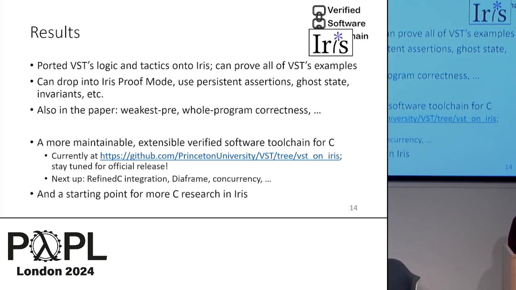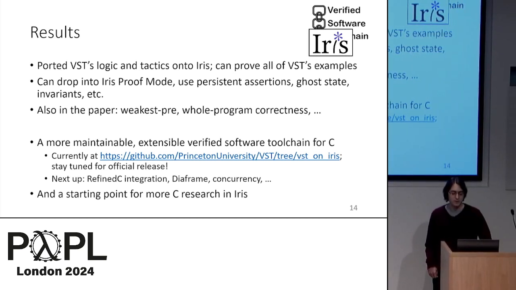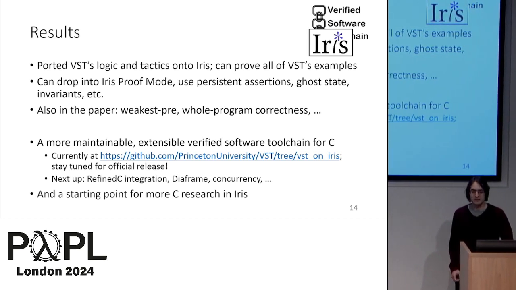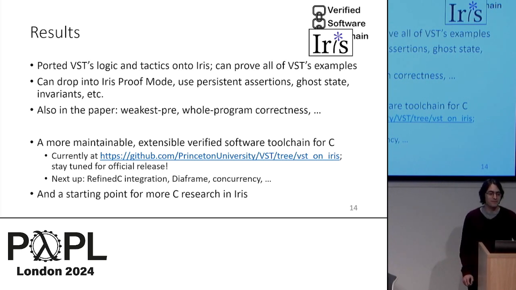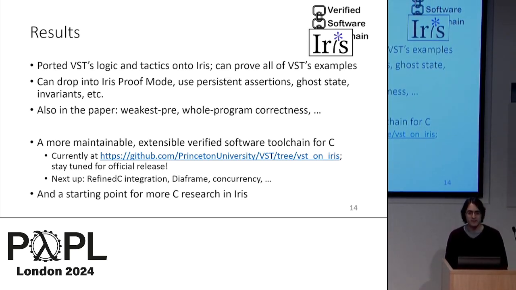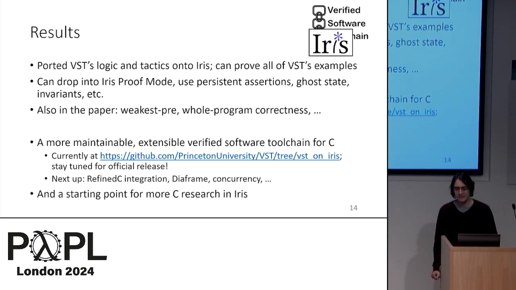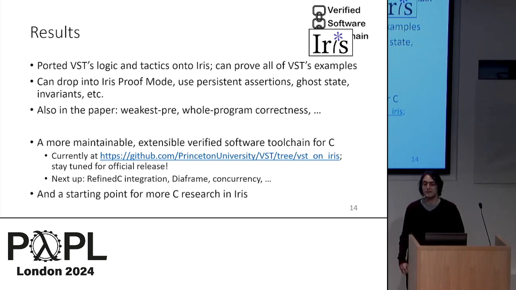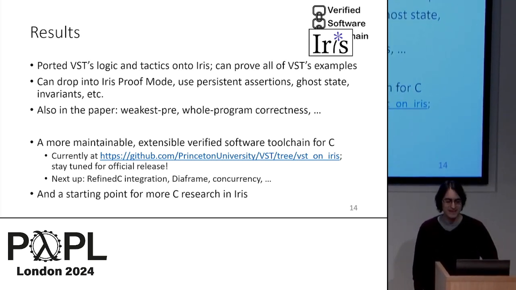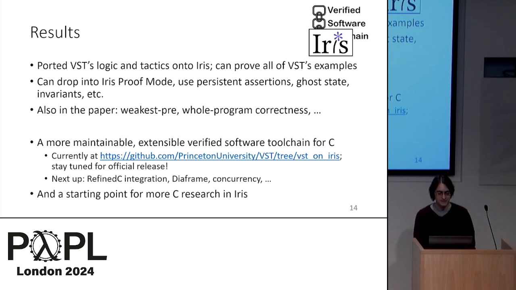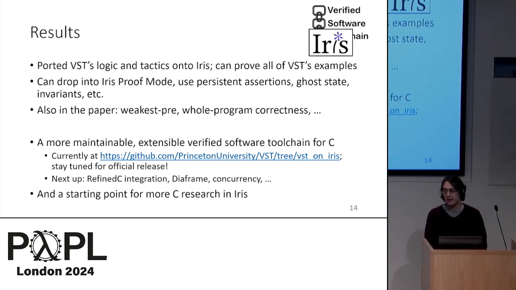What we get out of this ultimately is a verified software toolchain for C that should be a lot easier to maintain. That 43% reduction is going to help a lot. It's also easier to extend and add new features to from the whole library of Iris work that's out there. So we're interested, for instance, in rebuilding RefinedC on top of VST and getting a semi-automatic verification system for CompCert C. And we're hoping to release sometime in the next few months. Currently it's on a branch, but we hope to soon have an official release of VST based entirely on Iris and to support that going forward.